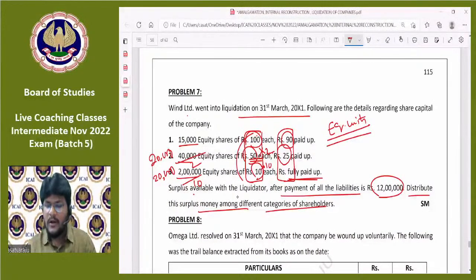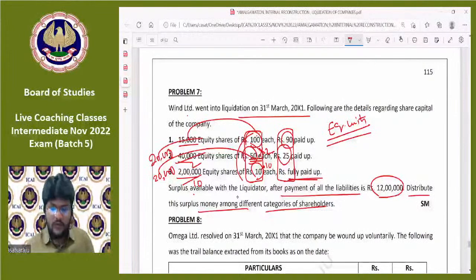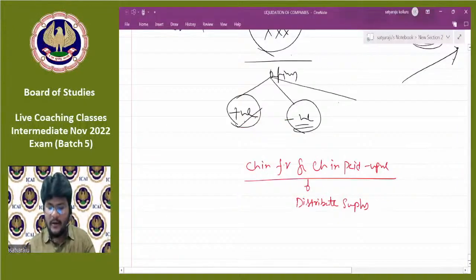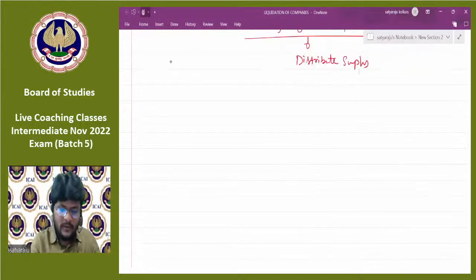That means now you can say it this way: 15,000 equity shares of 100 each, 20,000 equity shares of 100 each, 20,000 equity shares of 100 each. Now, if you observe, the problem looks like problem number 6. Now let me apply the same method here. First, please all of you concentrate. Let me start with the problem number 7 answer.